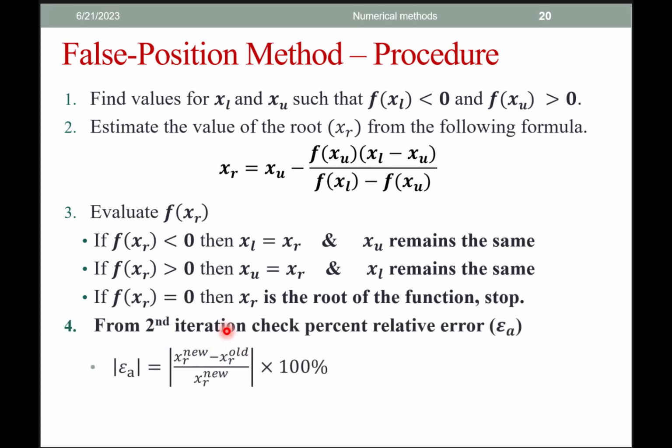Again, starting from the second iteration, we can calculate the percent relative error, check its value compared to some type of tolerance, and then if it's not less than the tolerance, then we repeat. So go back to step 2 and repeat this process.